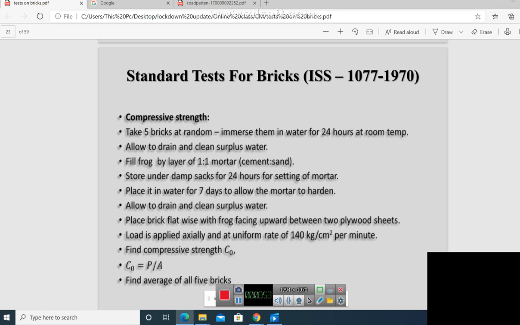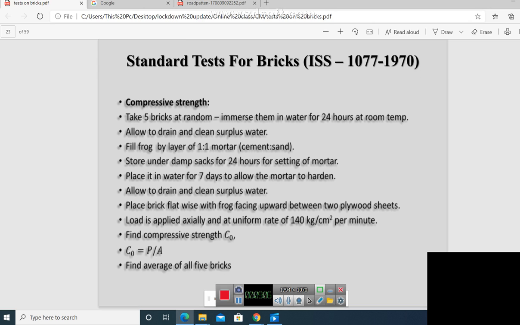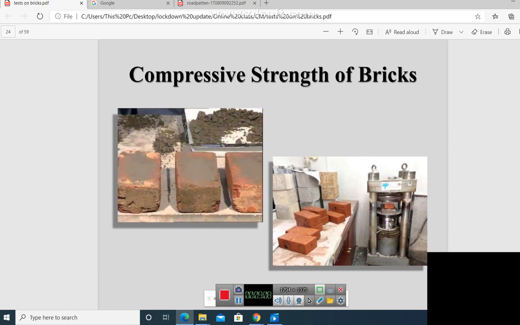For that, you store the brick in damp sacks. Now you want the mortar to get hardened, so you place it in water for 7 days. Again, you drain out the excess water. Now this machine is known as the compression testing machine. You will have 2 plates in the compression testing machine, and in between these 2 plates, you will place the brick.